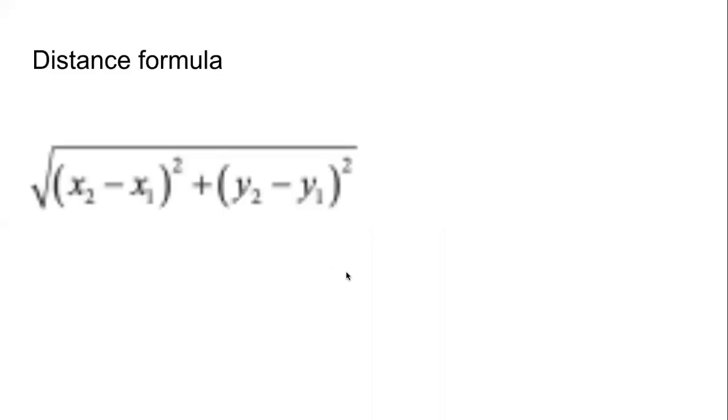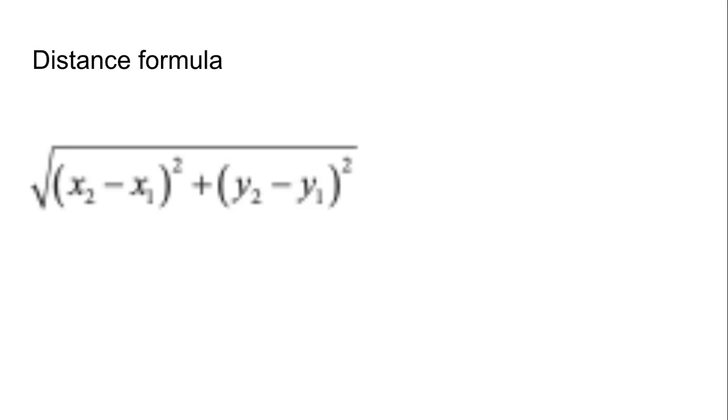First, the formula. We started the chapter by looking at the distance formula. If we have 2 points with coordinates x1, y1 and x2, y2, we can find the distance between them using this formula, which is square root of sum of 2 terms. What are the 2 terms? First one is x2 minus x1 whole square. Second one is y2 minus y1 whole square.